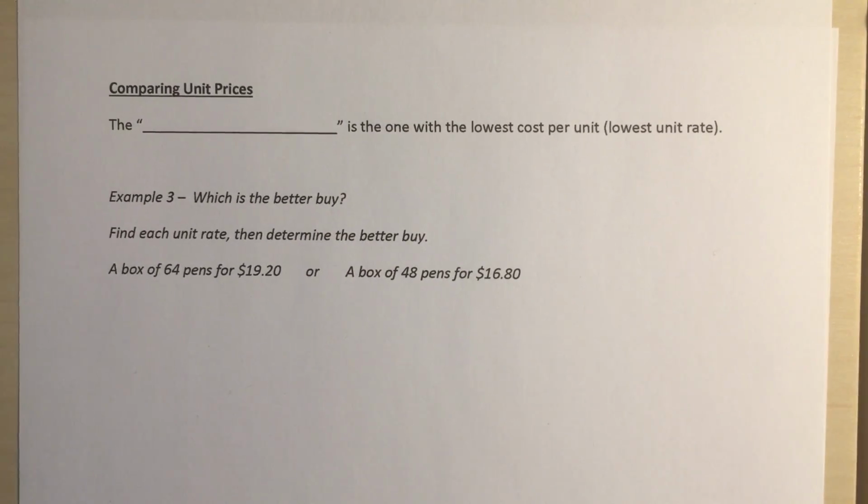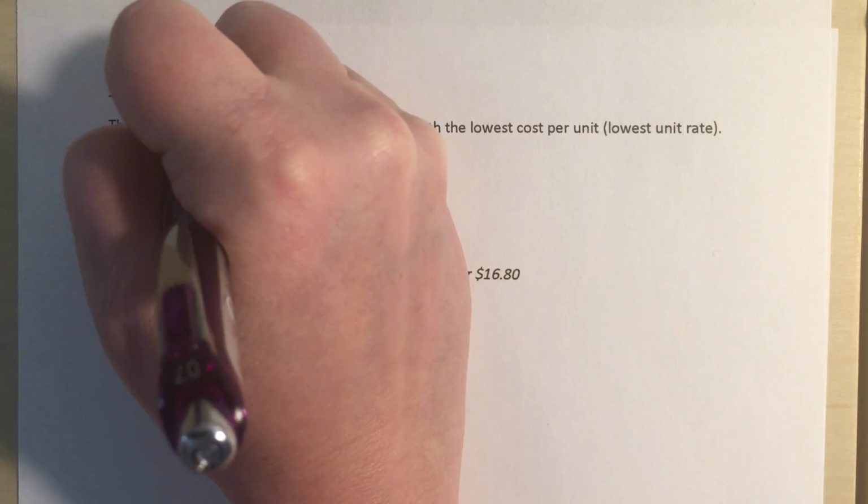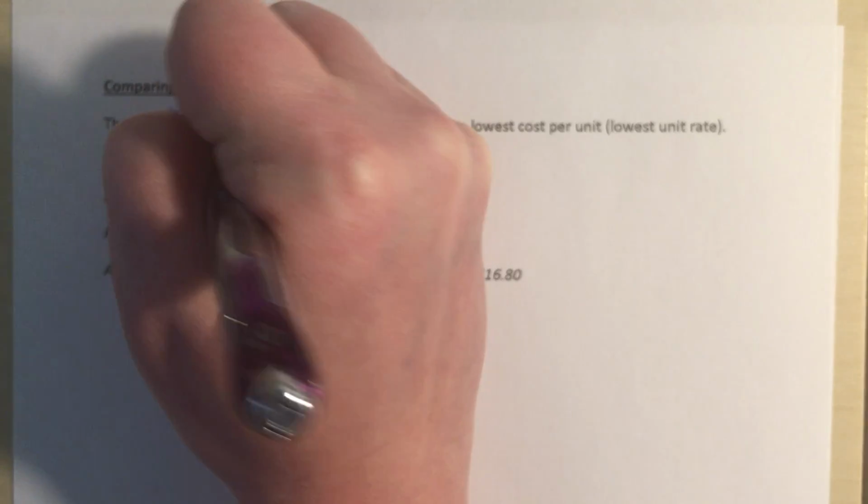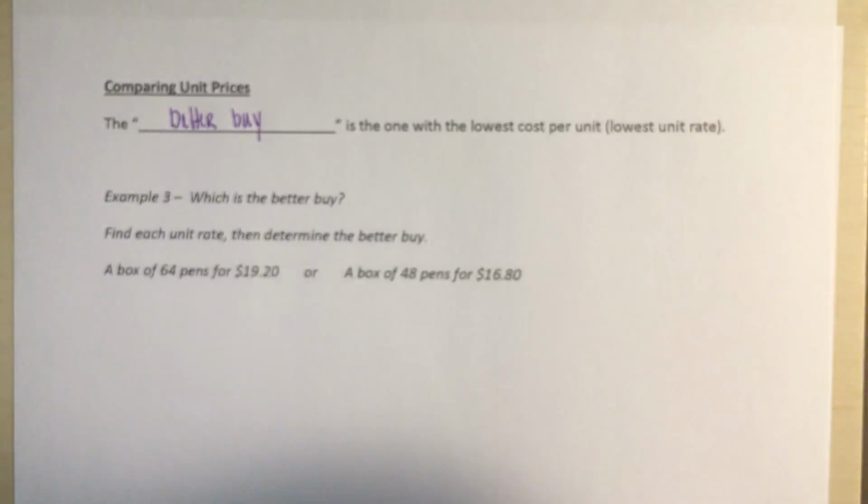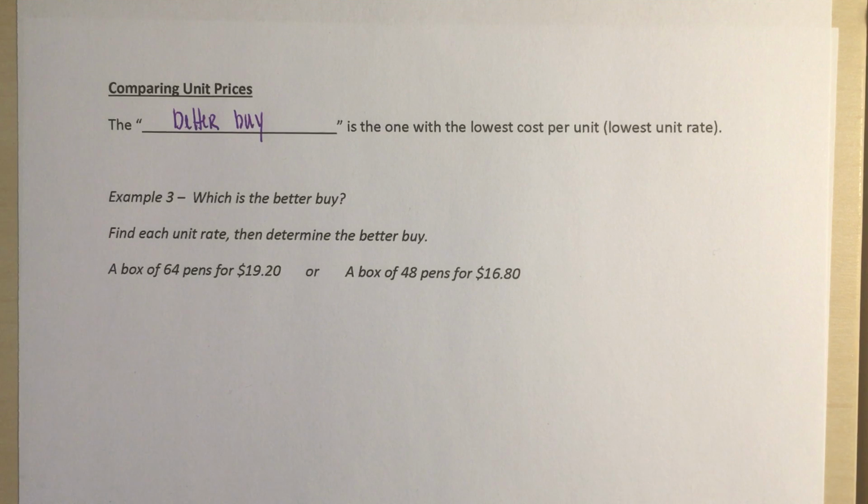Okay, so we're going to finish off section 7.2 by comparing unit prices. When we're comparing our unit prices, we are going to use our unit rates that we just did in the last example. And as we're working with these unit rates, we're still thinking about long division. When we're comparing unit rates, the better buy is the one with the lowest cost per unit, or the lowest unit rate.